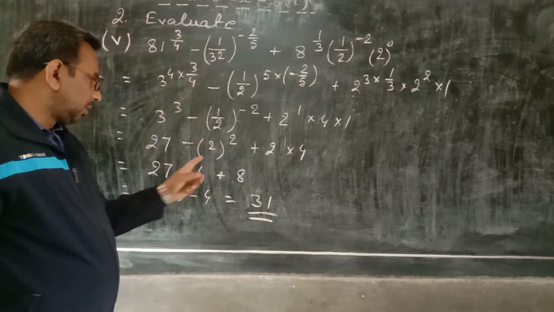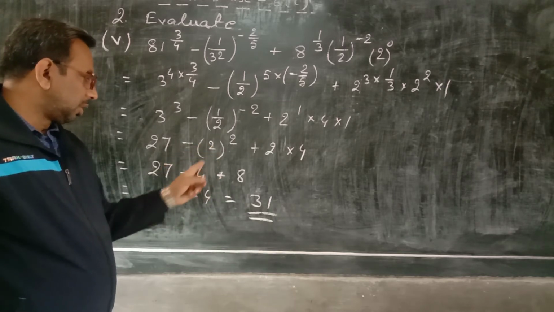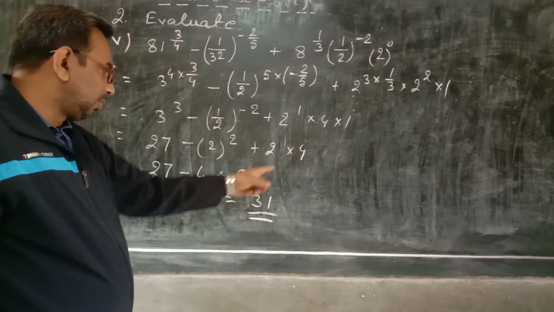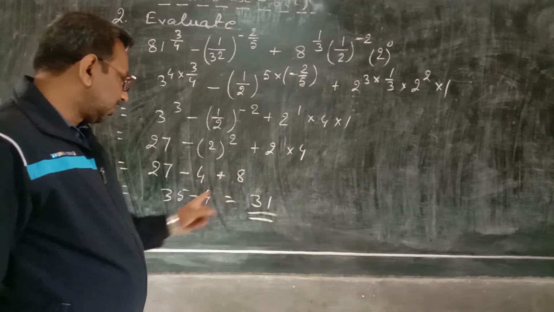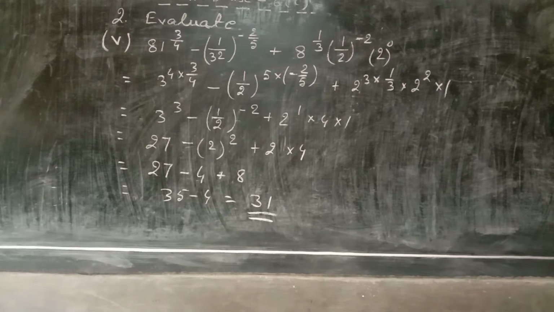Near 27, 2 square means minus 4, minus 2 square means 4, and plus 2 into 4 equal to 8. 27 plus 8, 35, minus 4, that is equal to 31. That is the answer.